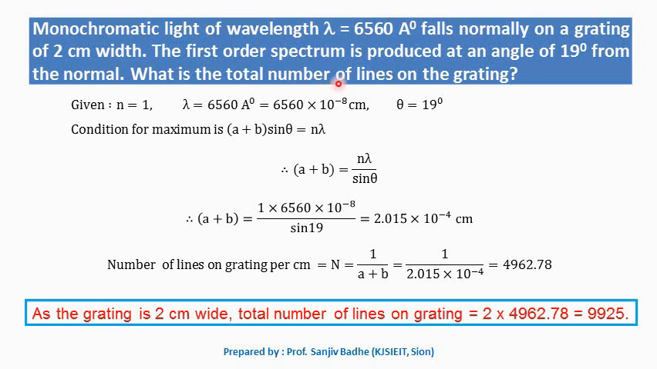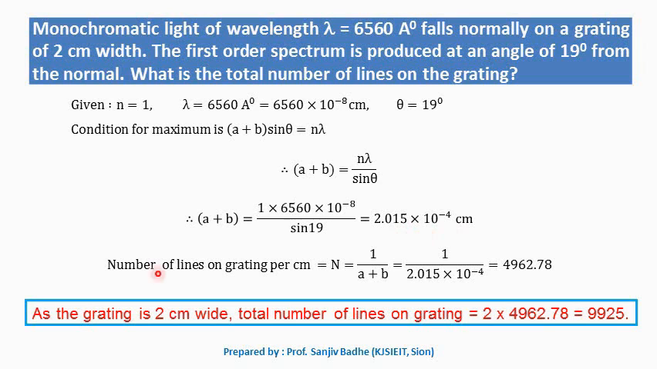First we will find out the number of lines per centimeter. For that we will require the grating element. So grating element A plus B is equal to n lambda upon sin theta from this relation. A plus B can be calculated by substituting the values given: n equal to 1, lambda equal to 6560 into 10 raised to minus 8, and theta equal to 19 degrees. So A plus B is calculated as 2.015 into 10 raised to minus 4 centimeters.